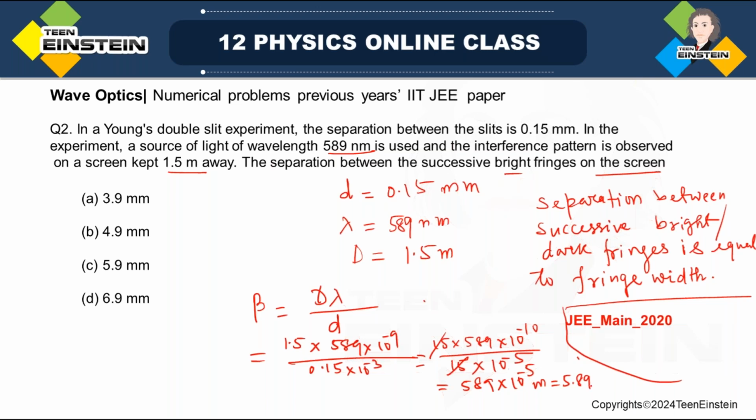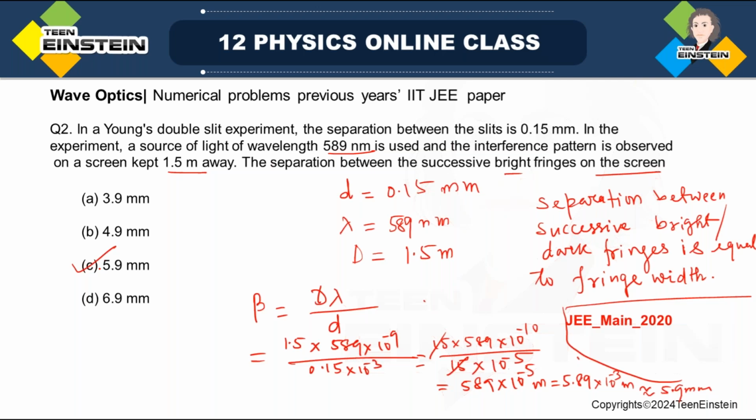Millimeter means 10 to the power minus 3 meter, right? So this is about 5.9 millimeter. Okay, here the option C.